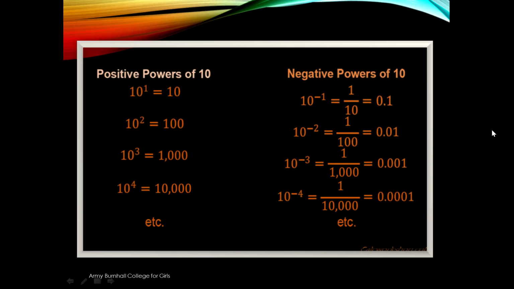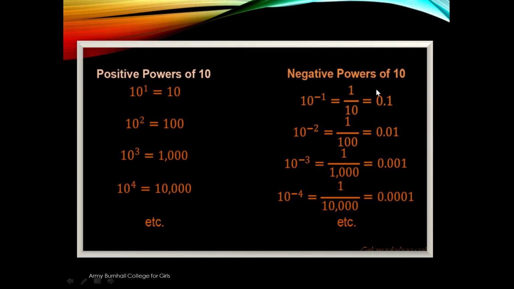We are having some positive powers of 10 and some negative powers of 10. If we are having simply 10, we can write 10 as 10 raised to power 1. If we are having 2 zeros after 1, we can write it as 10 raised to power 2. If we are having 3 zeros after 1, we can write it as 10 raised to power 3. 4 zeros after 1 will give you 10 raised to power 4, and so on.